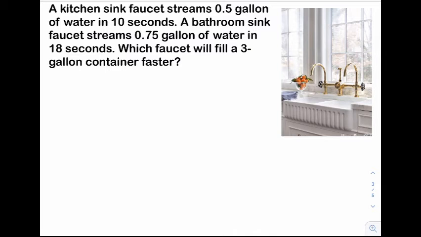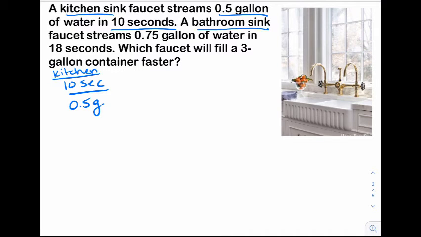Okay, so we see the kitchen sink is 0.5 of a gallon in 10 seconds. So 10 seconds, every 0.5 of a gallon, and we're going to label this one kitchen. Now the bathroom sink streams 0.75 of a gallon in 18 seconds, so I'm going to label this one bathroom. And it takes 18 seconds, every 0.75 of a gallon. We're looking for which faucet fills a 3-gallon container faster.